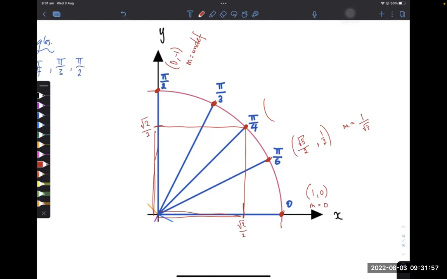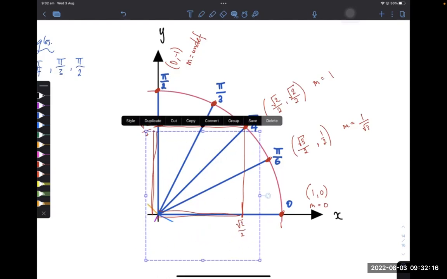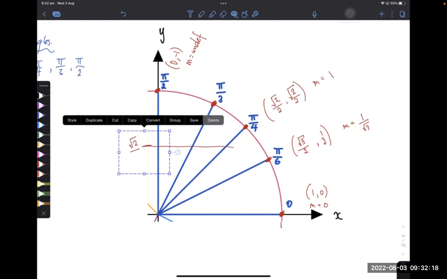So what shape did I just draw? A square, correct. Because the line is perfectly diagonal. So what's the gradient if we have a perfectly diagonal line? 1.